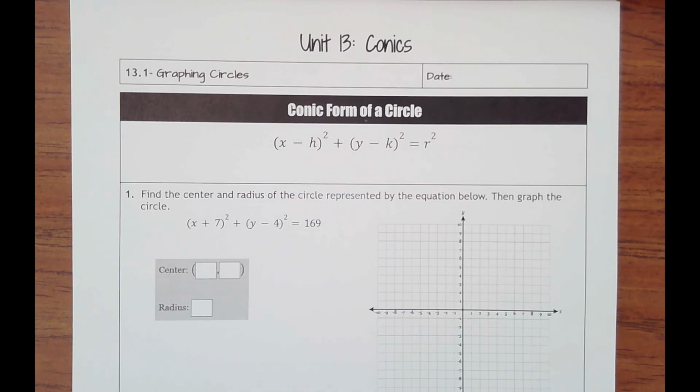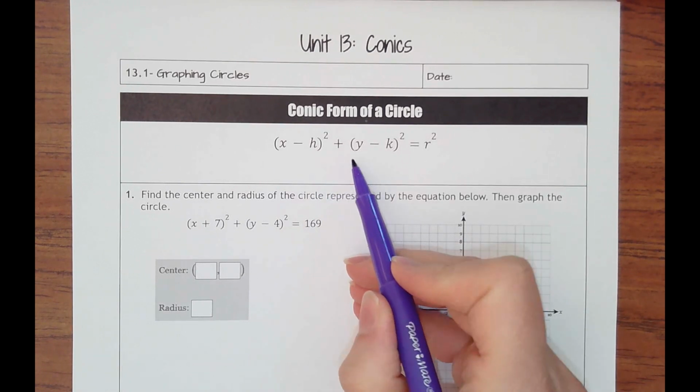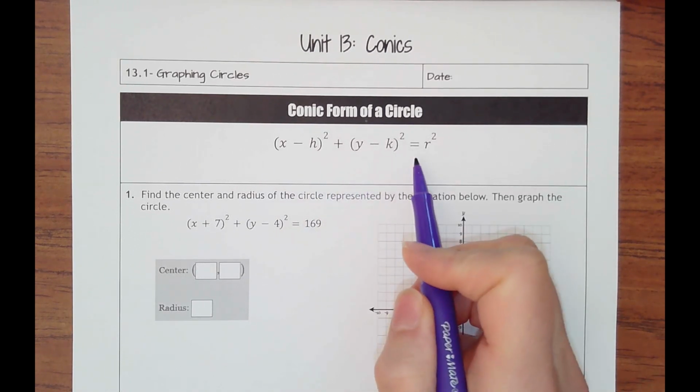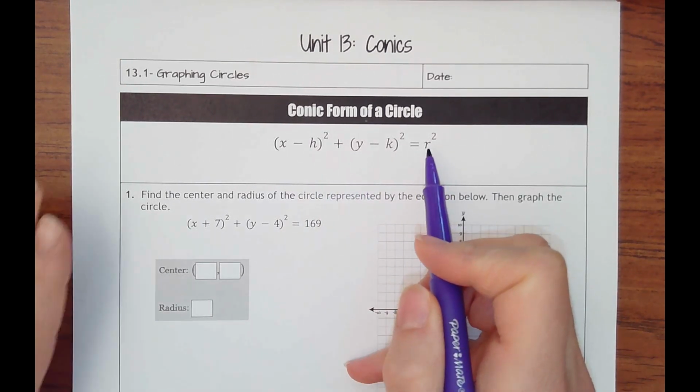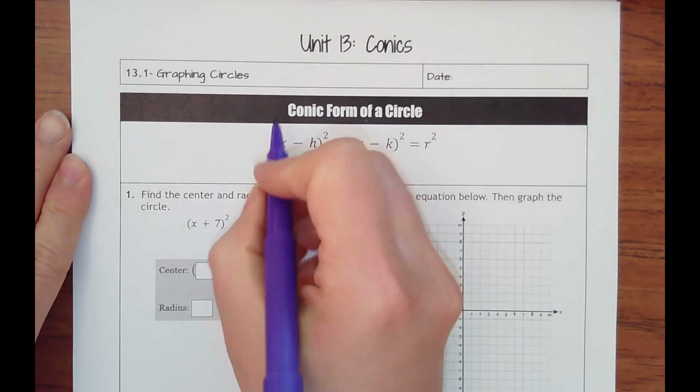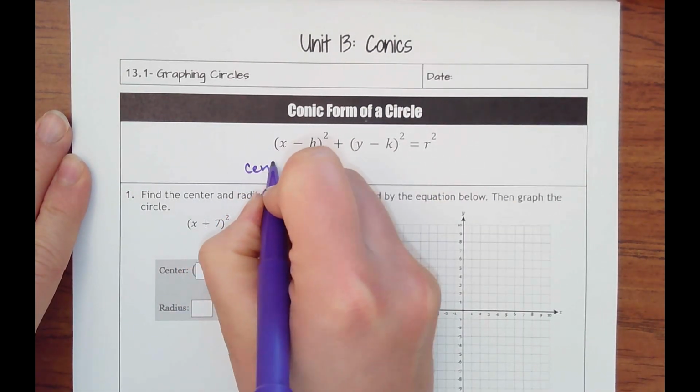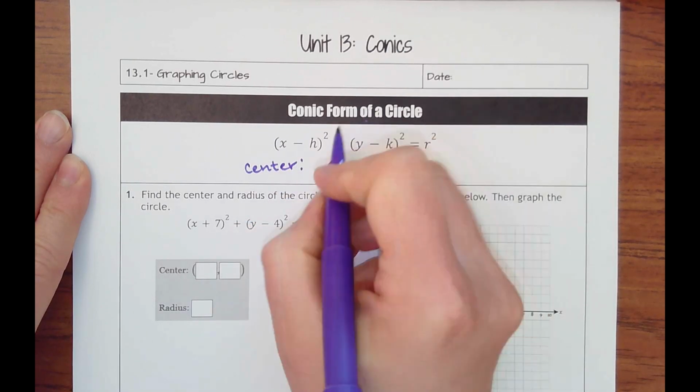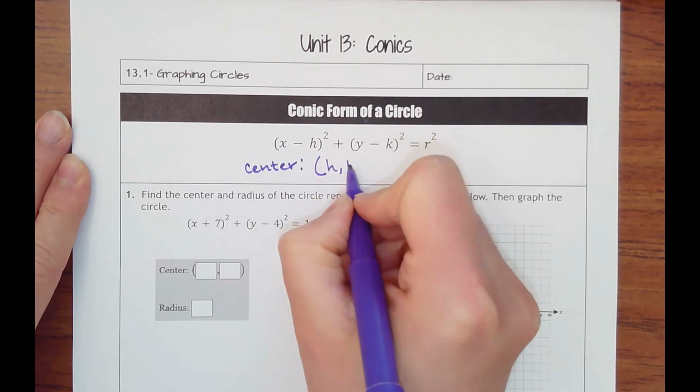The first section is about circles, which are the easiest of the four conics. And the conic form of a circle is (x - h)² + (y - k)² = r². You need to know that from this equation, you can easily pick out the center, which will be at the point (h, k).